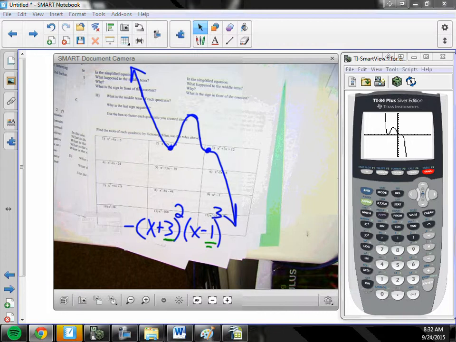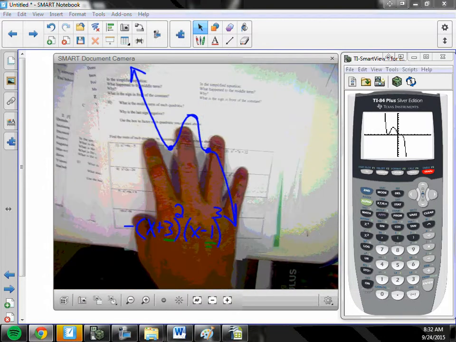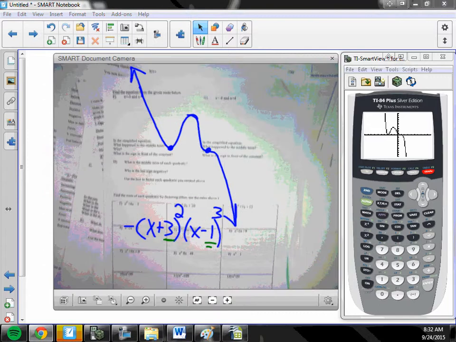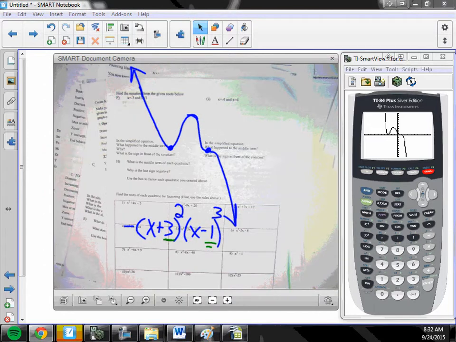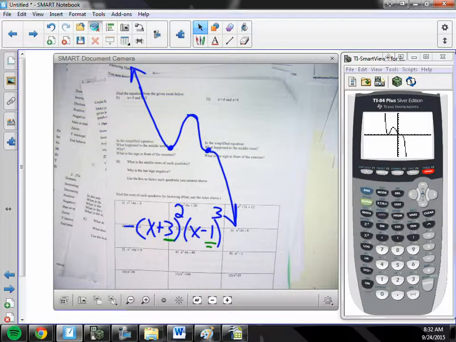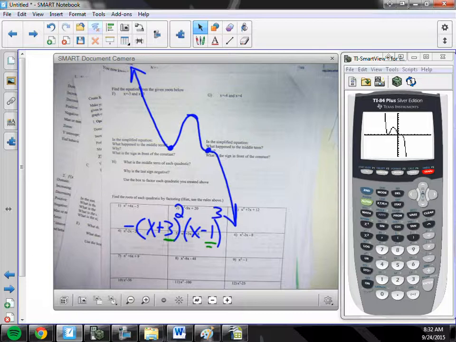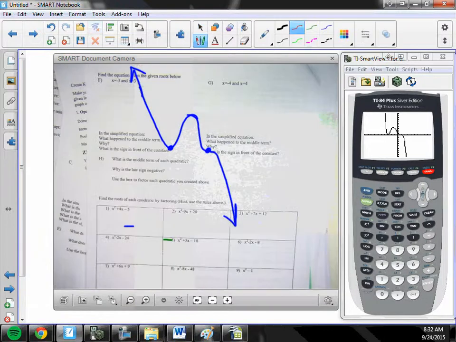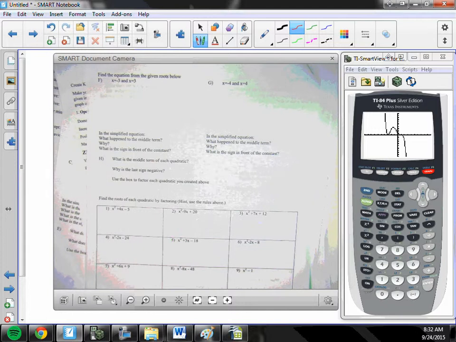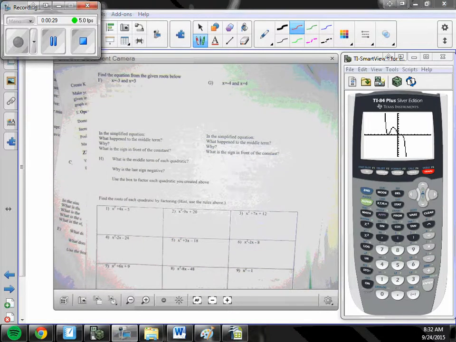All right, let's take a look at letters F and G. Now we're going to create quadratic equations using roots that are opposite. So the first one is x equals 3 and x equals negative 3. So the factors are going to be x plus 3 and x minus 3.